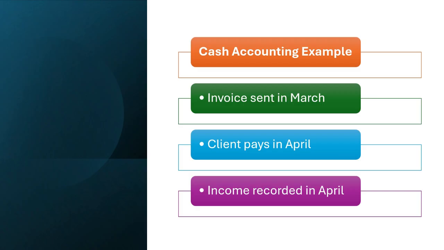So, let's say you send a client a $5,000 invoice in March, but that client doesn't pay you until April. Under cash accounting, that income shows up in April, not March. Same thing with expenses. Let's say you get a bill in March, but you don't pay it until April. It's an April expense.